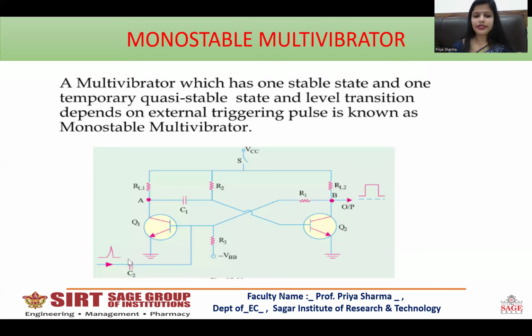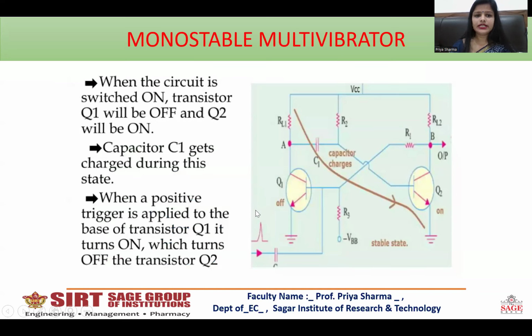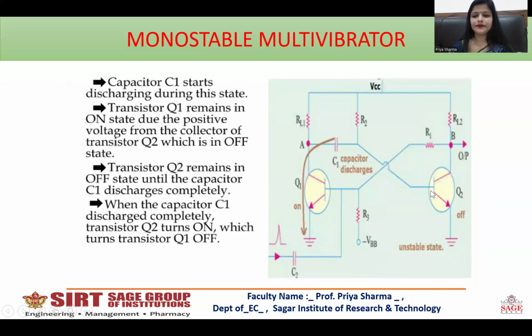So coming to the operation of this, when the circuit is switched on, transistor Q1 will be off and Q2 will be on. Capacitor C1 gets charged during this state. When a positive trigger is applied to the base of the transistor Q1, it turns on, which turns the transistor Q2 off. Capacitor C1 starts discharging through the state.